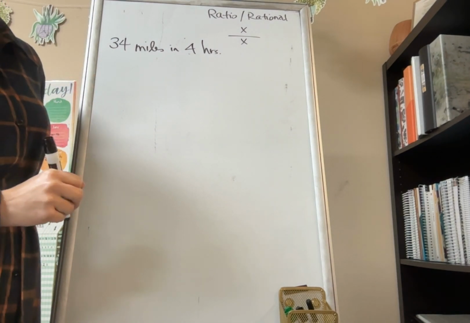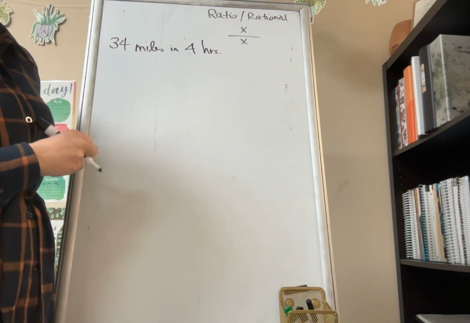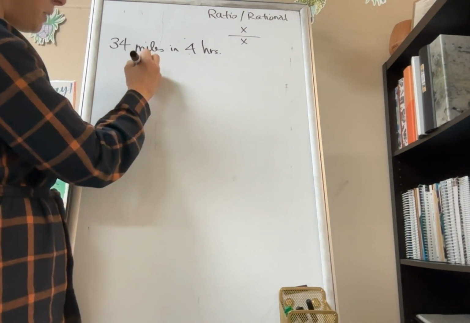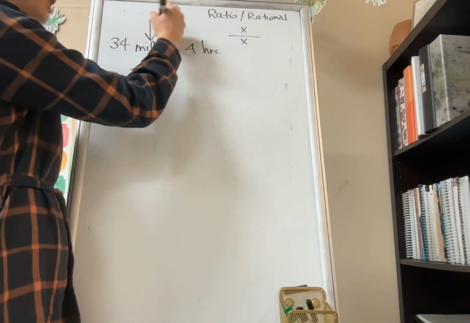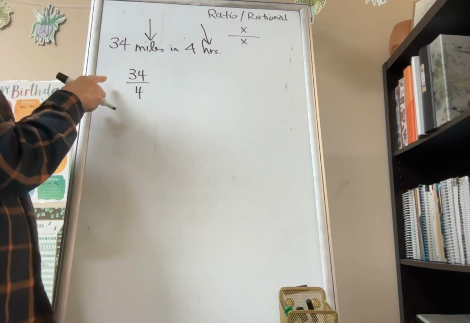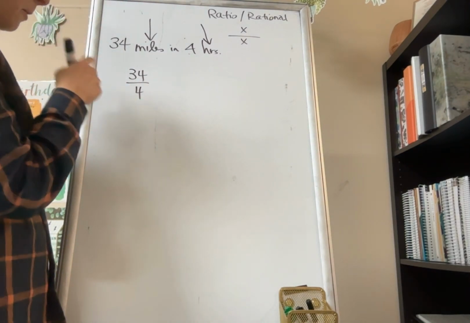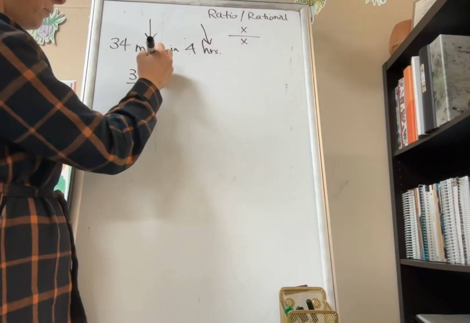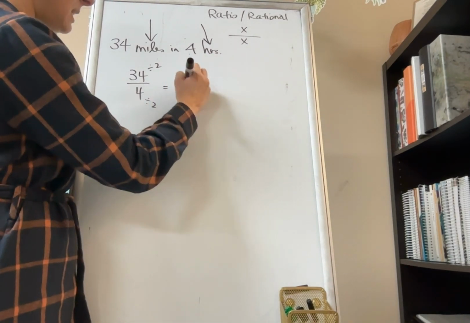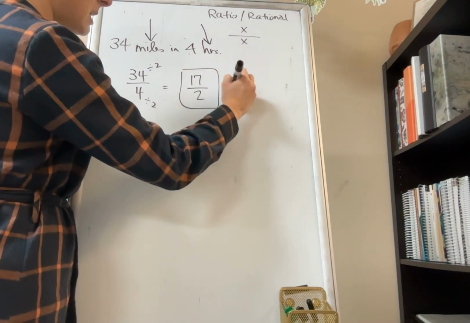So what they want us to do is decide if this can be written as a rate, and then if it can, write it as a simplified rate and a unit rate. Okay, so this one can be written as a rate because we're comparing 2 different units, miles and hours. So we can write it as a rate, 34 over 4, and then we can simplify it. We can reduce that down. Both of these will divide by 2. So when we do that, we're going to get 17 over 2. Okay, so this is our simplified rate.